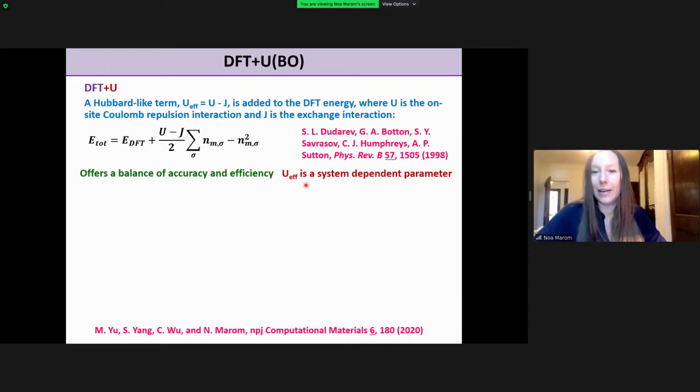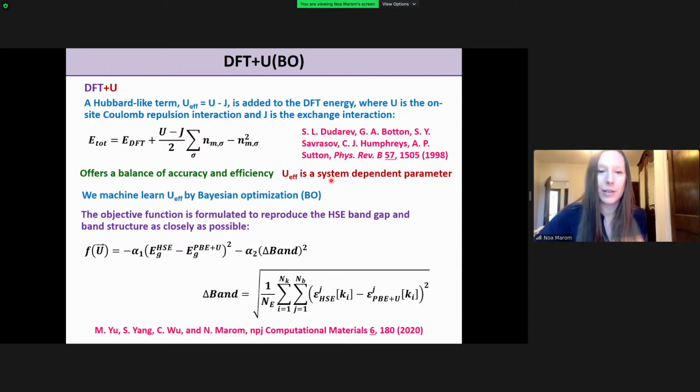The problem with it is that now you have this effective U parameter, and it's a system-dependent parameter, and you have to figure out what value of U to use. And in order to determine the value of U that we want to use, we developed this method of machine learning U by Bayesian optimization. Bayesian optimization is an algorithm for finding the extremum of what we call a black box function. So you don't know the form of the function, and you want to find its optimum with a minimal number of function queries. So you know what the function value is at a few points, and then you build a surrogate model to guess the form of the function based on the points that you do know.